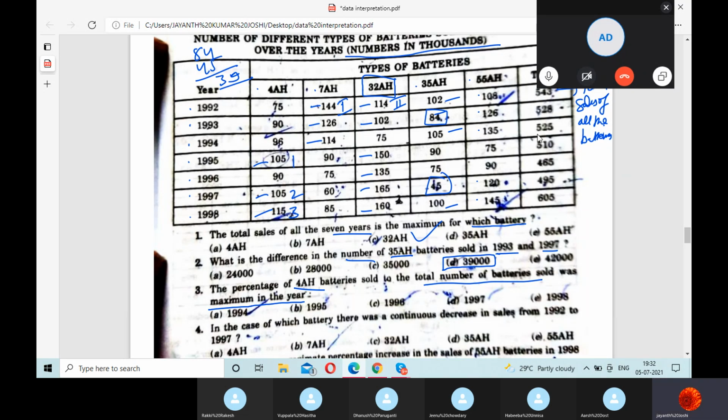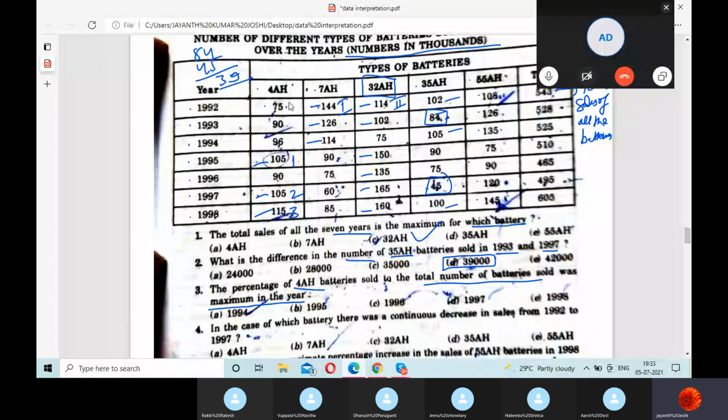543, 528, 525, 510, 465, 495, 605. Correct? So we should see the percentage of 4Ah batteries sold to total. Suppose this is 75. 75 by 543 is how much percent? Okay. So we should see which year the percentage was maximum. That means 543 is the total of all the batteries. 75 is only 4Ah battery.